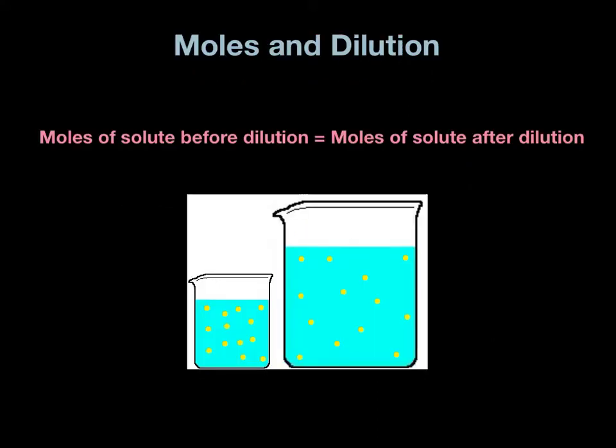It's important to know that when we dilute, we don't change the number of moles of a solute. The moles of the solute before the dilution are the same as the moles of the solute after dilution. What you're really doing, though, is you're adding solvent to it, and you're changing the concentration of it.